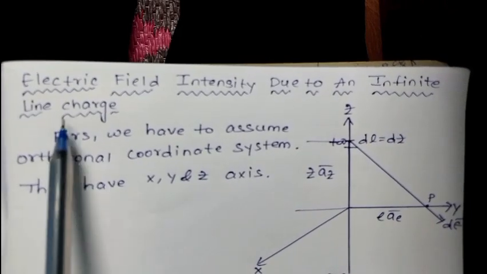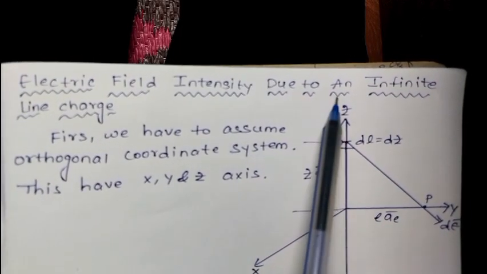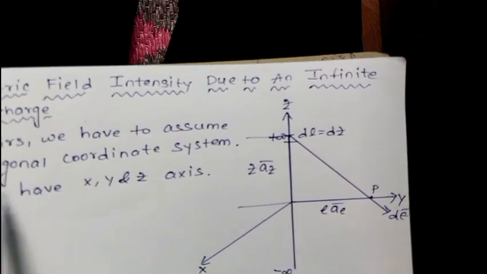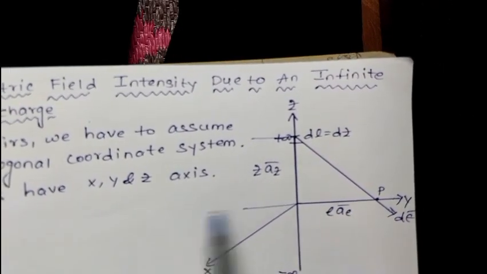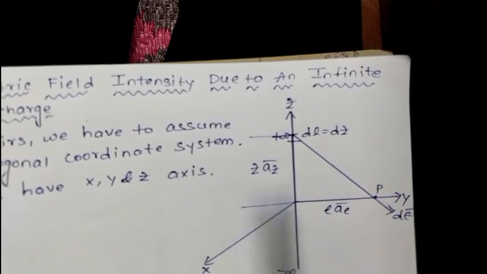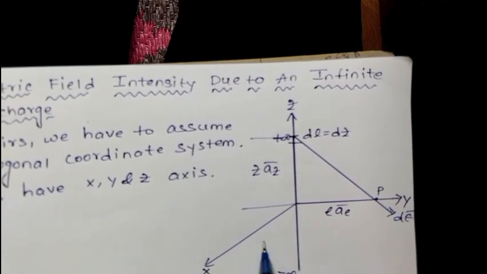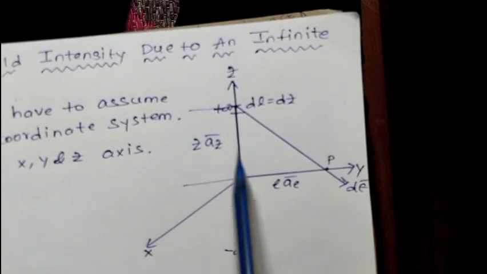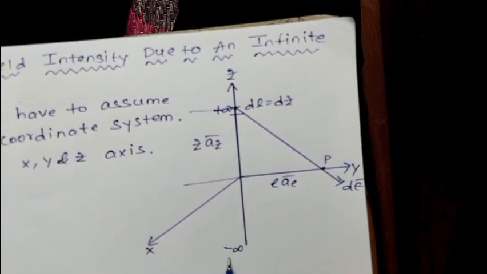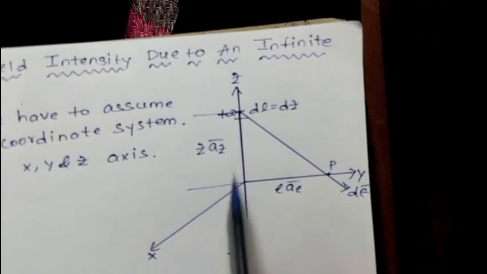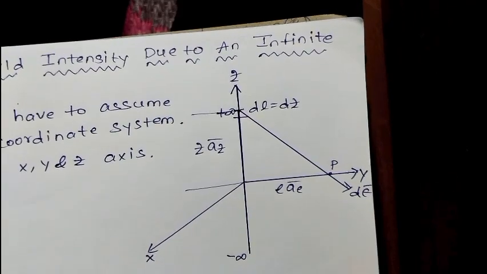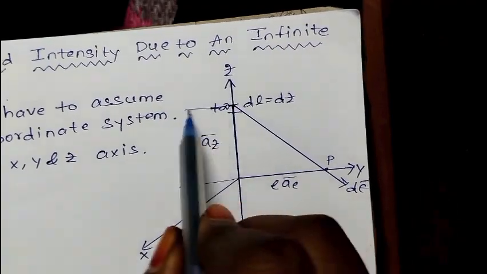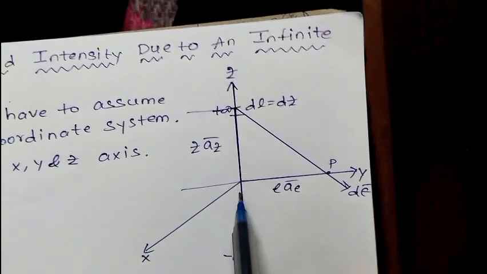See this, electric field intensity due to an infinite line charge. See this diagram. First we have to assume an orthogonal coordinate system. Here we have the x, y, z axes. We have to assume an infinite line from minus infinity to plus infinity, and next assume minus infinity to this line.